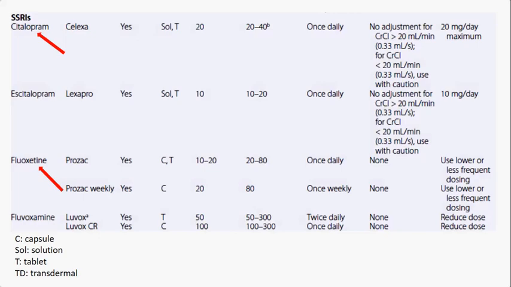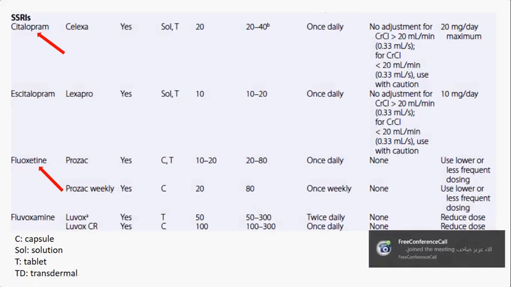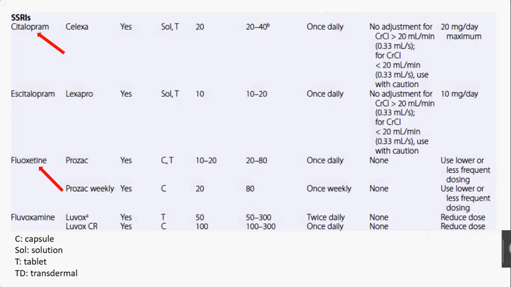It does require dose adjustment in the case of renal impairment. It depends on the creatinine clearance. So it should be used with caution when there is a renal impairment. And also if there is a hepatic dysfunction, the maximum dose is 20 milligram per day.